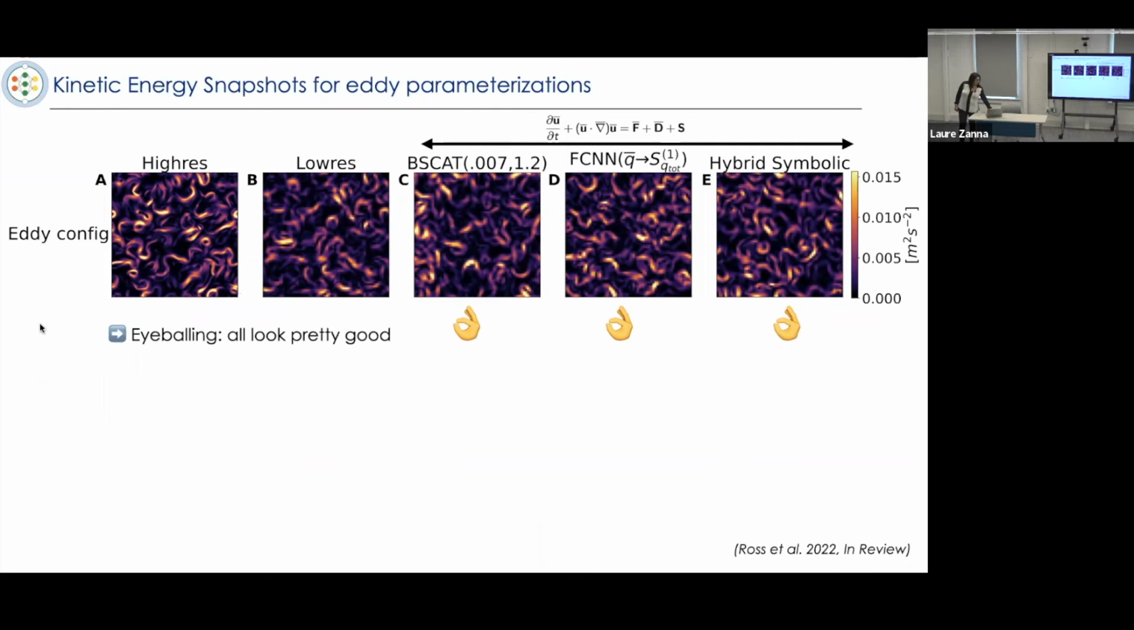This is a high resolution snapshot. This is the low resolution, so less kinetic energy. It's a little blurrier and things like this. Now we took the same PDE, the same equation with the same resolution as this coarse resolution model, and we add that new forcing that we learned. Over here, this is the physics-based parameterization. In the middle, the one with the neural net. On the right, the hybrid symbolic expression. By eye, they all do well, right? Even though offline, I would have said the physics-based one was going to be a disaster. So clearly, that does not correlate very well.